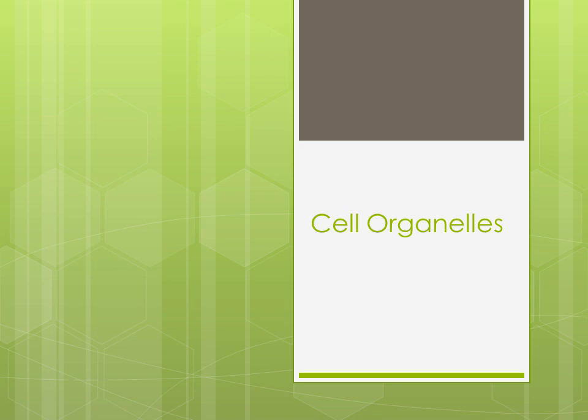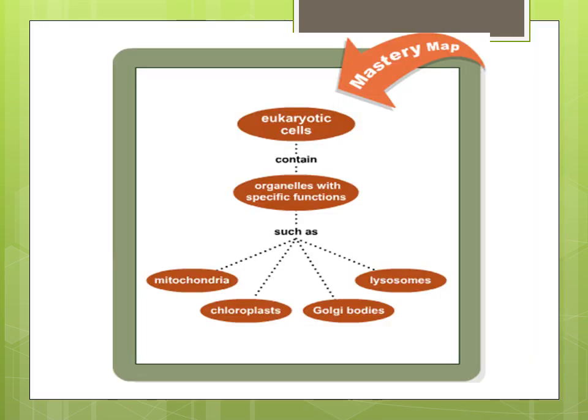This recording is about cell organelles, which are a very important part of the cell, and you need to pay attention to individual parts. Eukaryotic cells are what we're going to talk about, and remember those are the more detailed cells like humans and animals, plants and animals. Eukaryotic cells contain organelles with specific functions such as mitochondria, chloroplasts, Golgi bodies, and lysosomes.